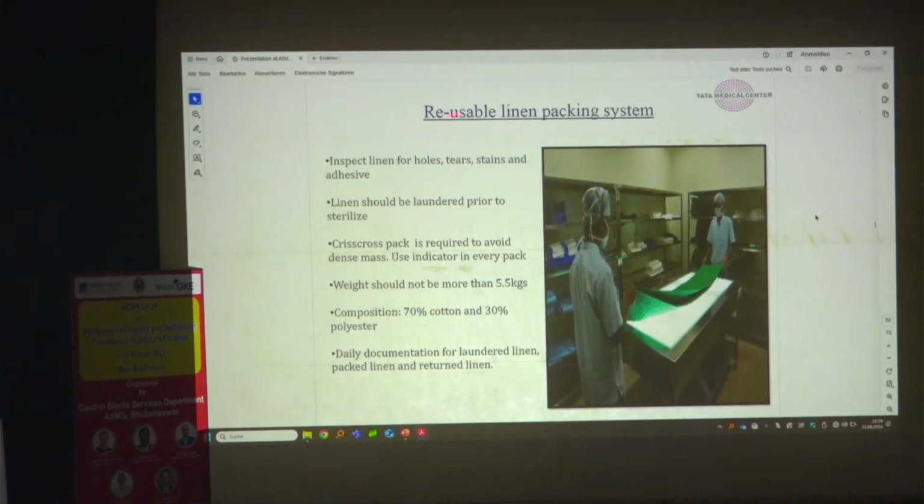This is the reusable linen packing. Inspect for holes, tears and stains. Linen should be laundered, a crisscross pack should be used, and weight should be 5.5 kg, as I have already told. Composition of the linen should be 70% cotton and 30% polyester, and daily documentation is required.